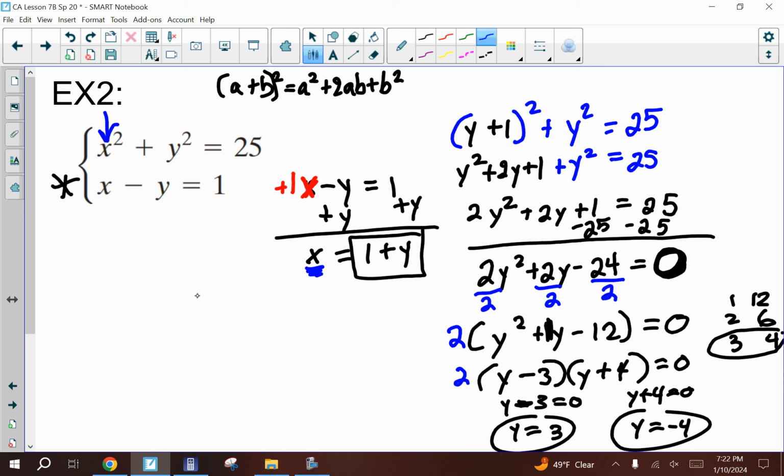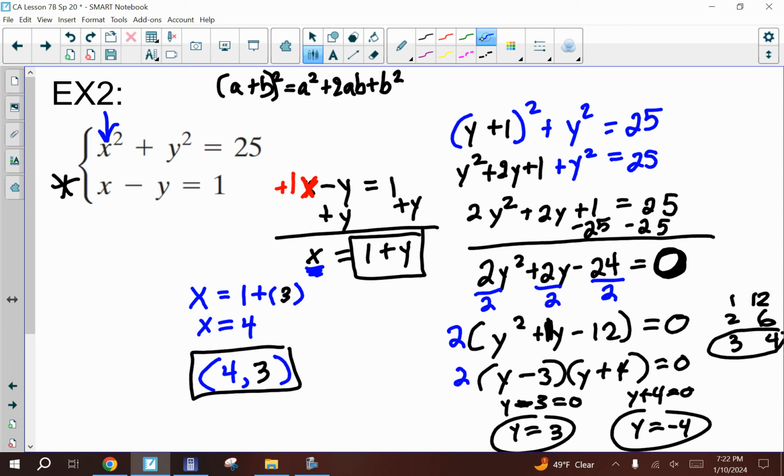So if y is equal to 3, I'm going to start off with x equals 1 plus parentheses. I'm going to stick in the first result, so it was 3. So that means that x is going to equal 4. So in the first answer, I'm going to have 4 for the x, and I'm going to have 3 for the y. Then I'm going to go do it a second time.